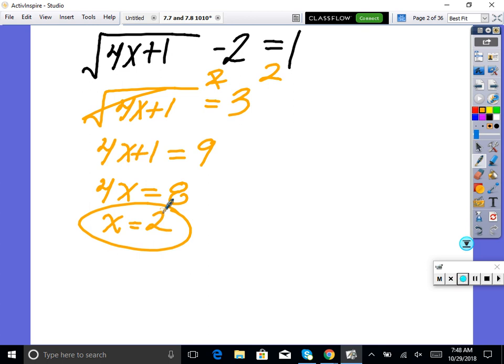And then we'd plug 2 back in, so we'd have the square root of 4 times 2, which is 8, plus 1, so we have the square root of 9, minus 2 needs to equal 1. 3 minus 2 needs to equal 1. 1 equals 1 is true, so we have done it right.